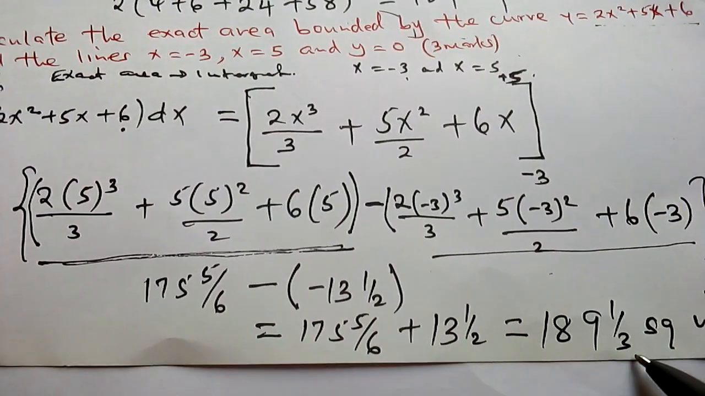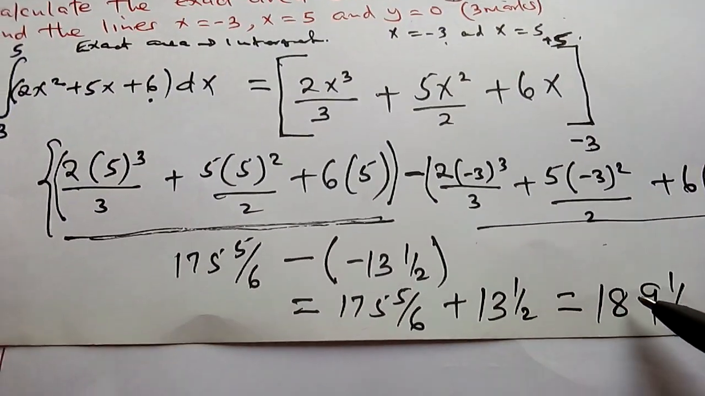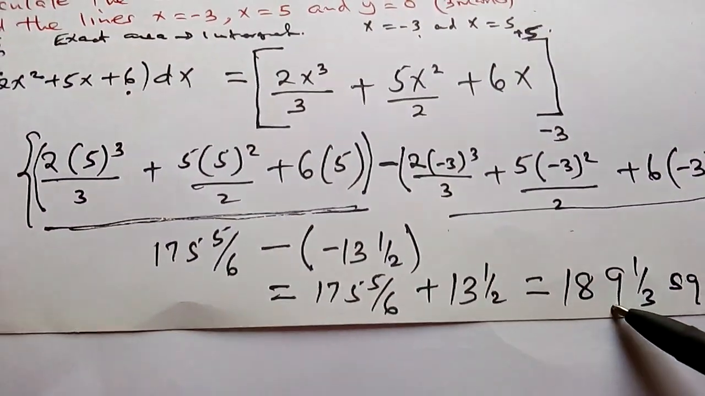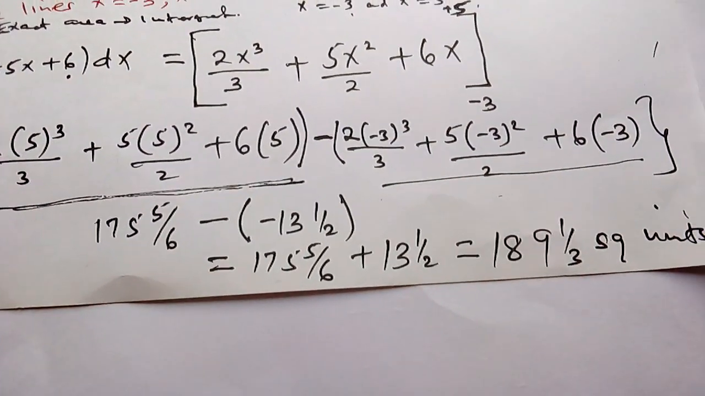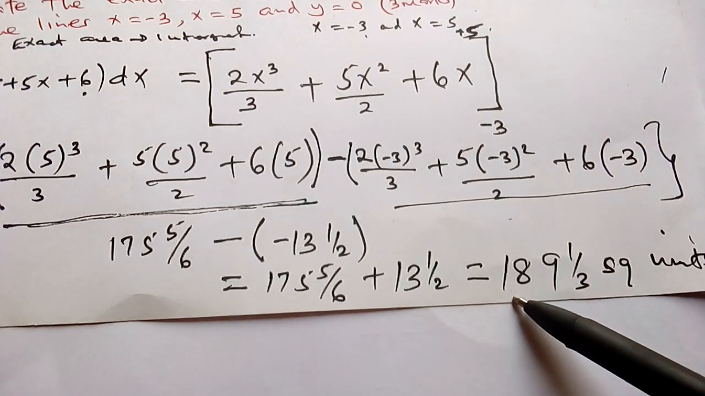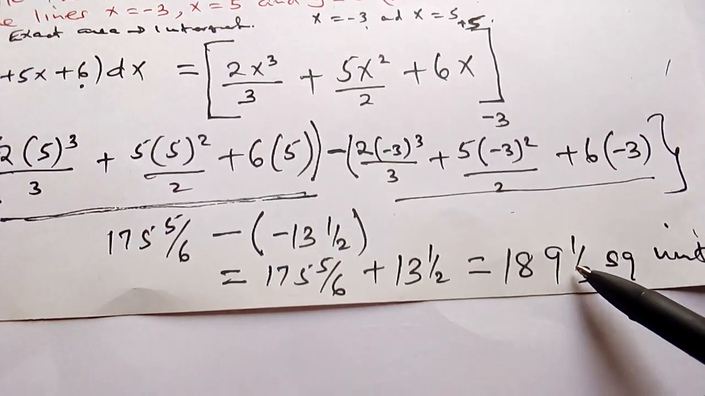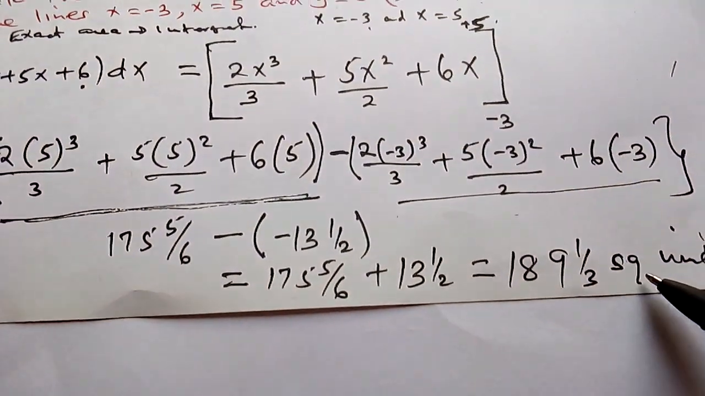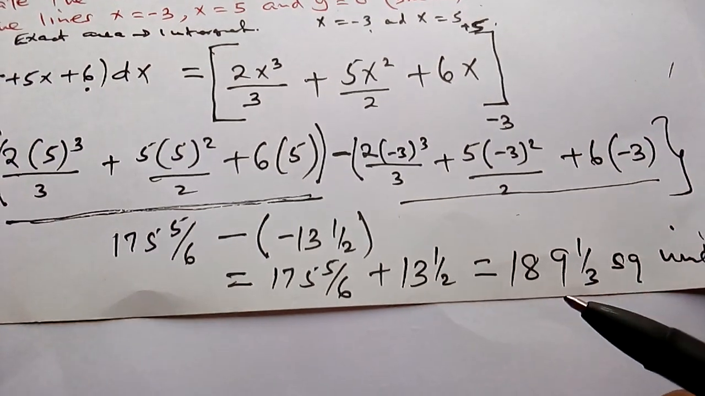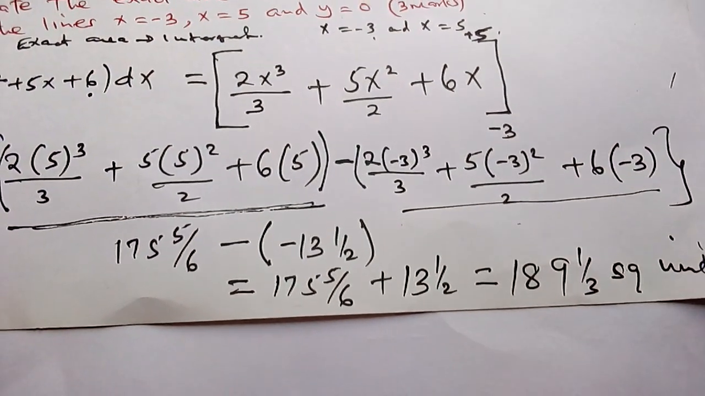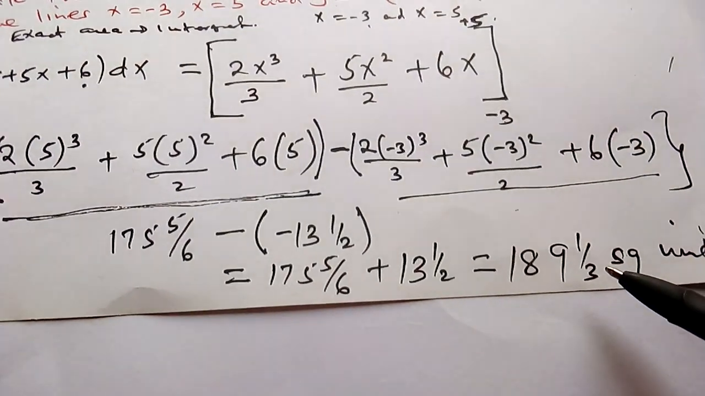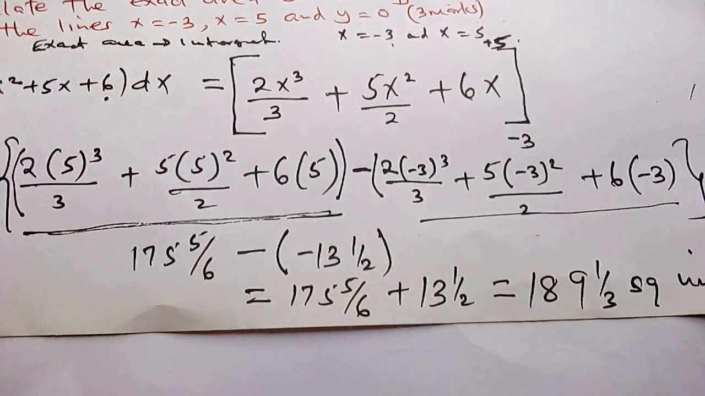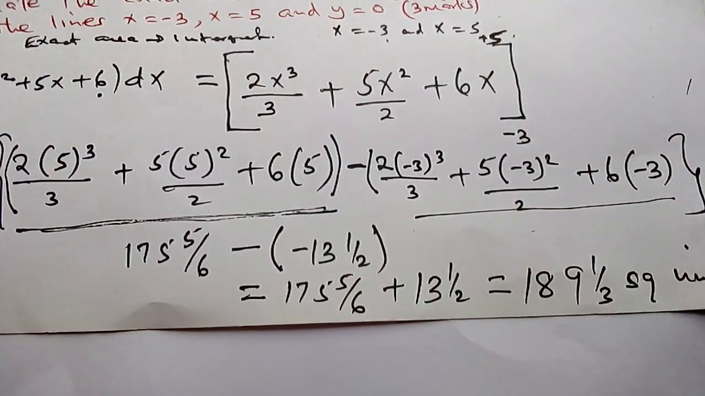So that is what we have. Ensure area by integration, that is the exact area bounded by the curve. So this area should not be given in decimal. You should just write the exact area which you have gotten there. Like for example, 189 and a third. If you write 189.33, that is not exact. So that is wrong. So you just write the exact area 189 and a third. That's what you are required to write.